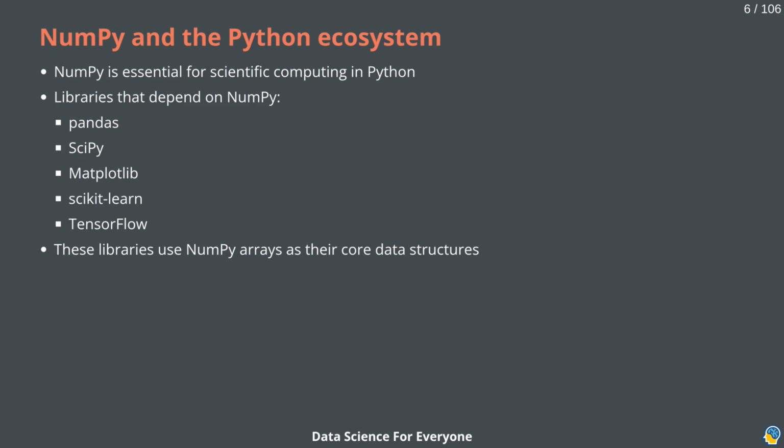NumPy is a key library used in scientific work in Python. Libraries like pandas, scipy, and matplotlib depend on it. Even tools used in machine learning like TensorFlow and scikit-learn expect NumPy arrays as input. So what are these NumPy arrays and how can we start using them?